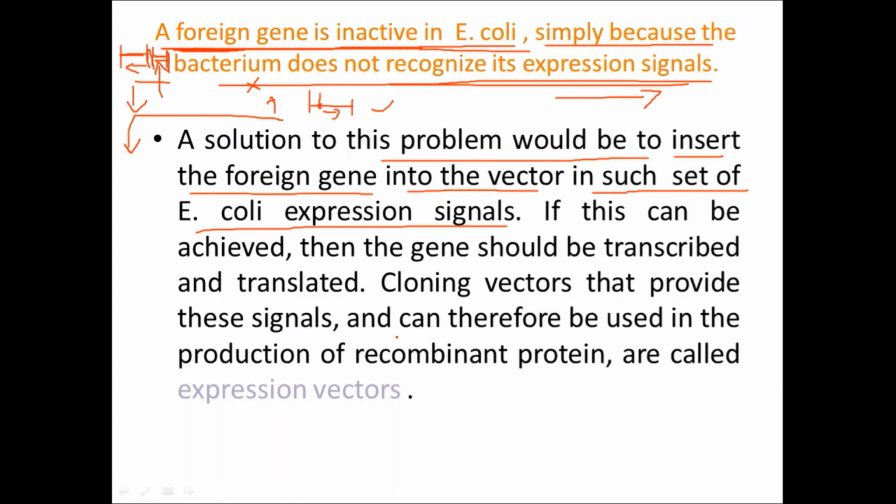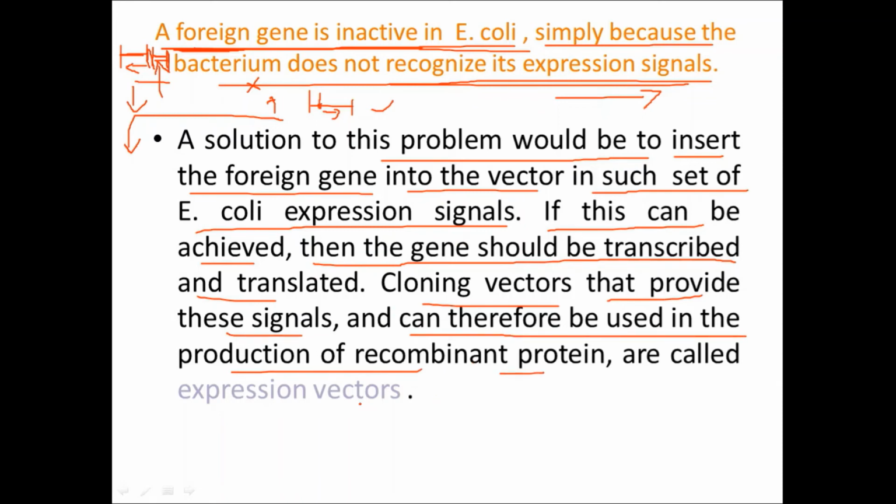A cloning vector that provides such a signal, and can therefore be used in the production of recombinant proteins, is called an expression vector. So expression vectors contain some relevant segments: promoter, Shine-Dalgarno sequence, tag protein, and terminal tag. Finally, we have the multiple cloning site, just inside the gene. So the rate of expression of this inserted gene is controlled by the promoter in the vector sequence. That's why we are using an expression vector.